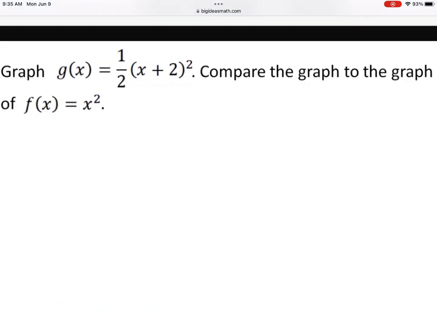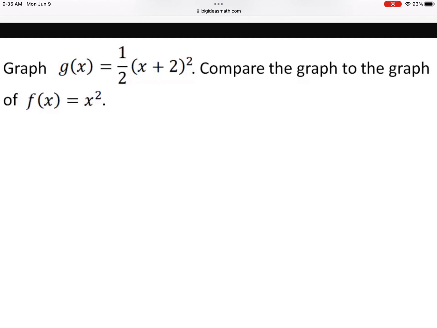Graph g of x equals 1/2 times the quantity x plus 2 squared. Compare the graph to the graph of f of x equals x squared. Notice that g of x is of the form y equals a times the quantity x minus h squared. Rewrite the function to identify a and h. Here a is 1/2 and h is negative 2.